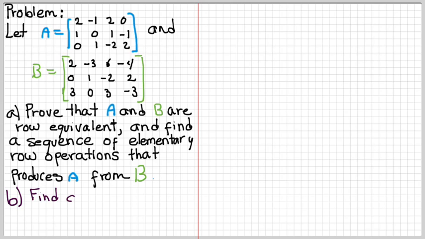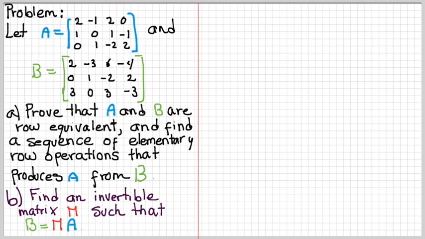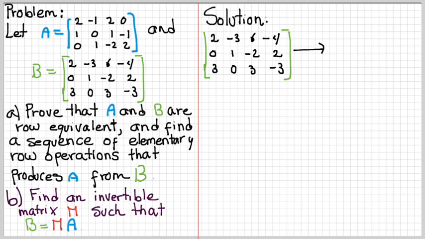And the second part of this problem is to find an invertible matrix M such that B is a product of M times A. So let's go to the solution of our problem. So we will write our matrix B in green, and we would like to apply the first row operation. There are several possibilities here, and then you have to choose one that you think is getting you closer to the matrix A.